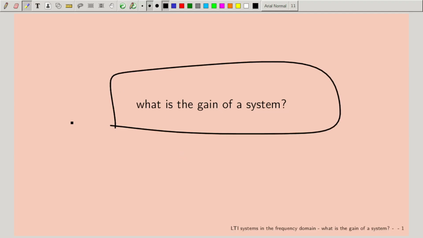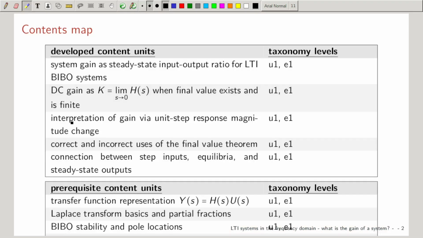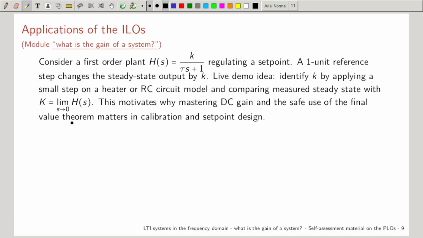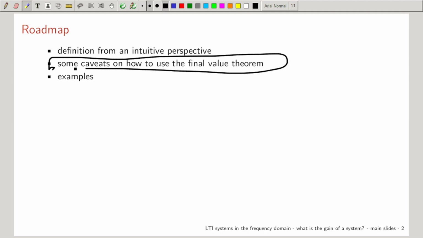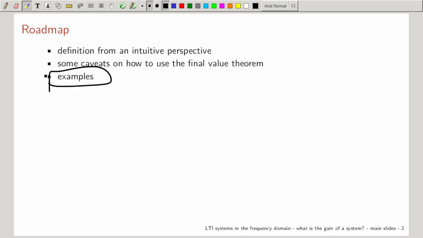What is the gain of a system? What do we mean with gain? Let's go here directly. Definition from an intuitive perspective, caveats on the use of the final value theorem, and we do some examples.